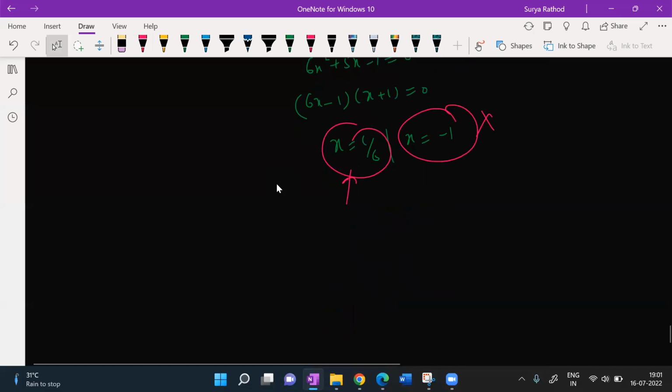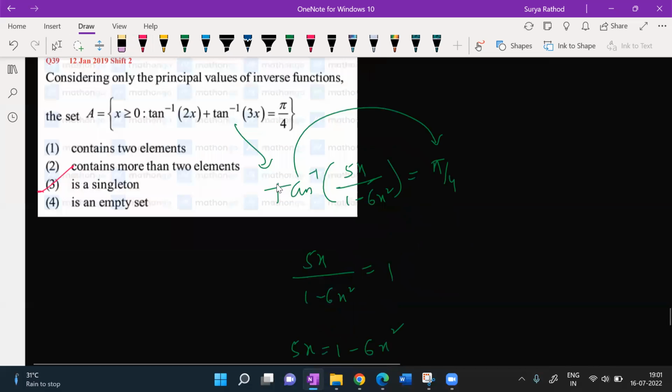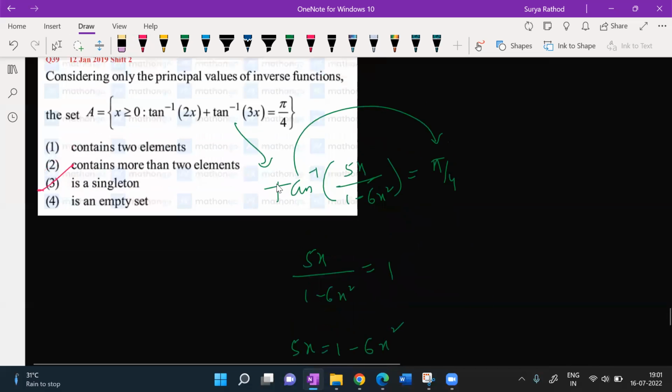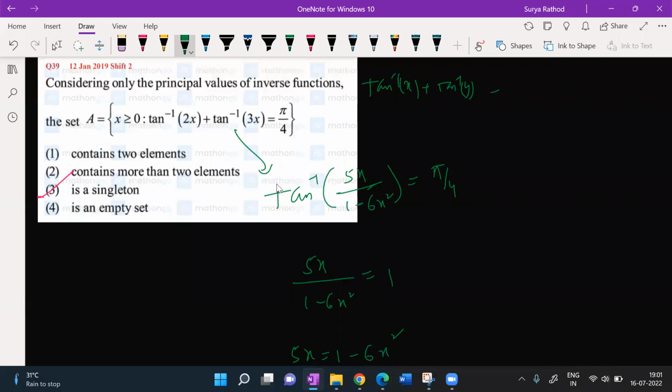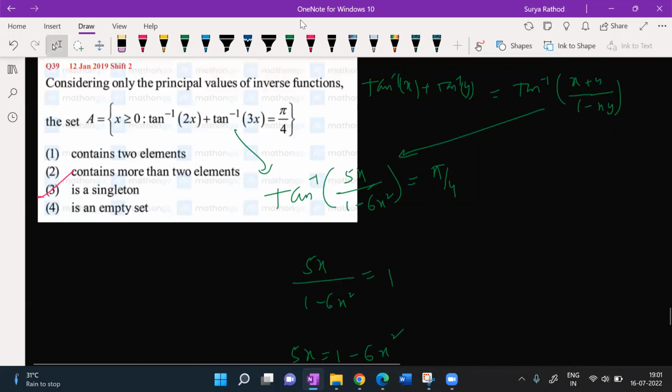Sir, can you please explain the first step? First step, there is a formula. Don't you know the formula? Tan inverse of x plus tan inverse of y is equal to tan inverse of x plus y by 1 minus xy. That is what I just wrote here directly. These are all small things. You have to revise and come.